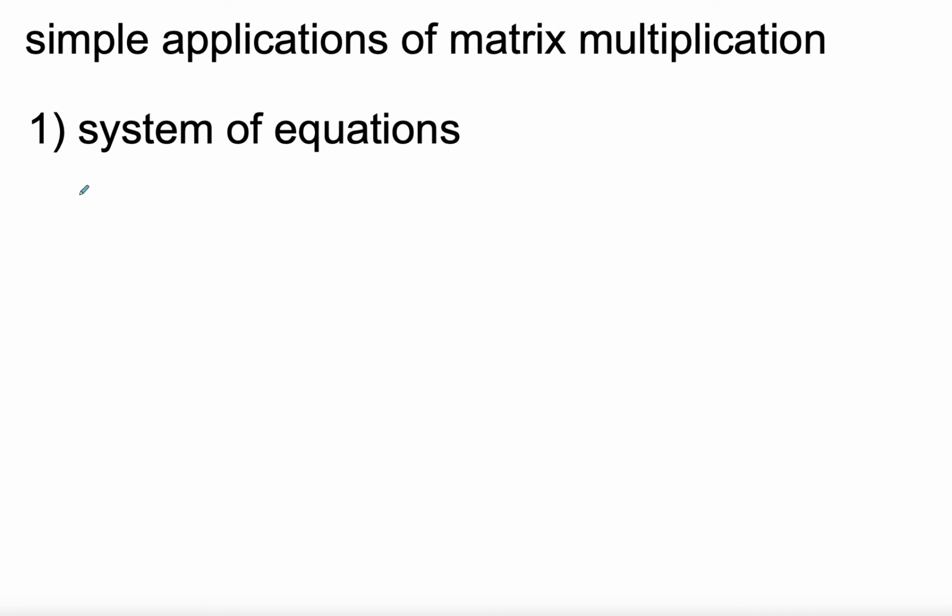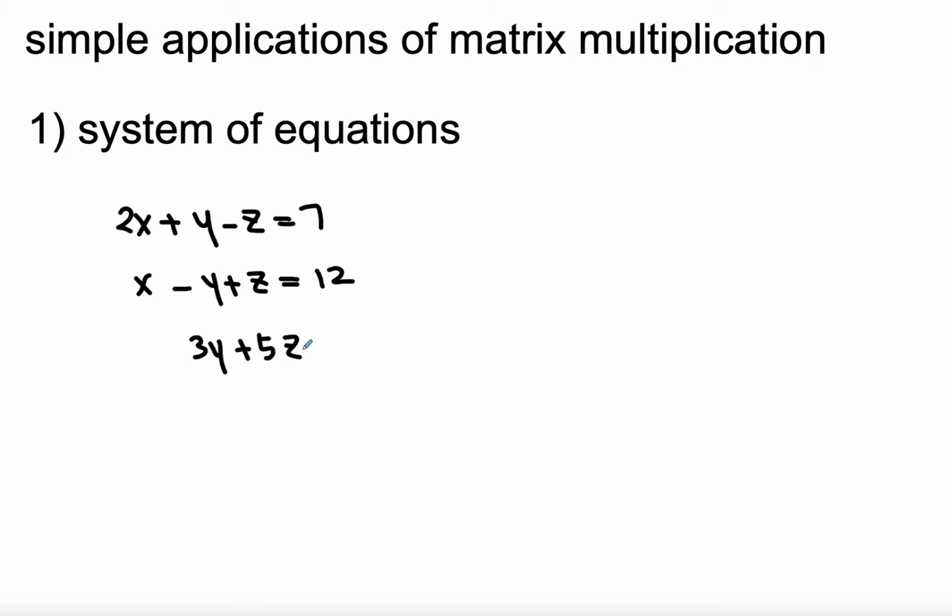Let us say we have 2x plus y minus z equals 7, and then x minus y plus z equals 12, and then 3y plus 5z equals 13. I just made up these numbers, so it is quite possible that the values of x, y, z may not be that nice. But a matrix would actually be a great way for us to represent the system of equations.